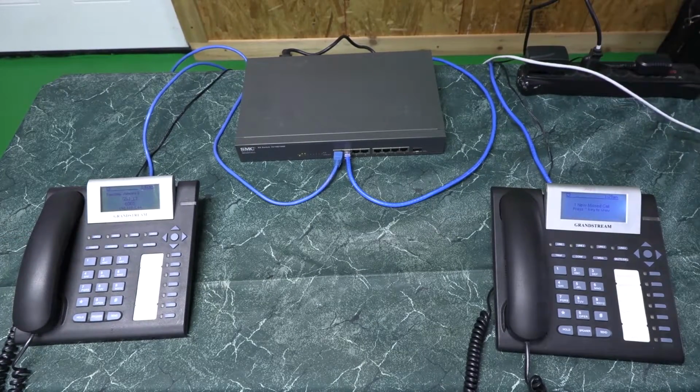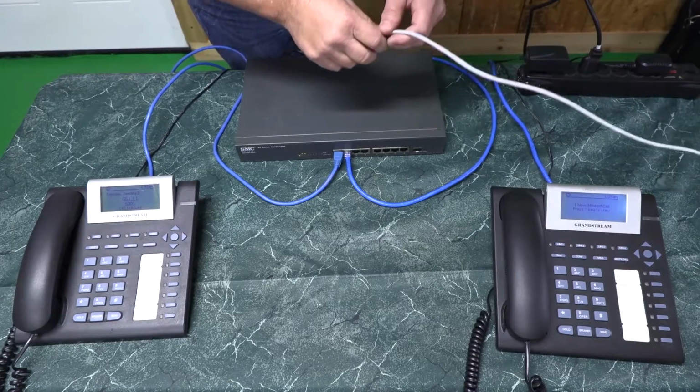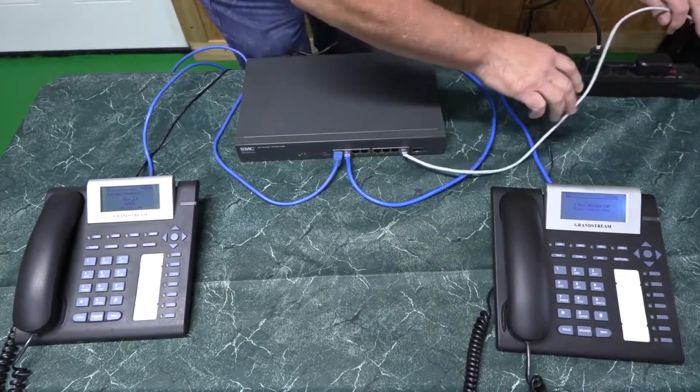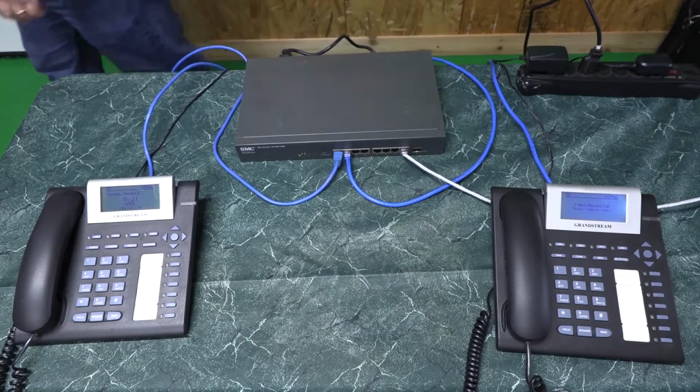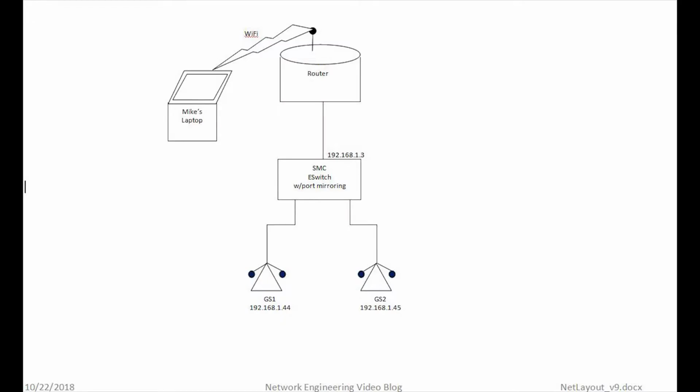I'm installing an Ethernet cable to our wireless router that my laptop uses, so we can access the GUI on the SMC switch and the GUIs on our SIP phones. Our updated drawing now shows the new connection from our Ethernet switch to our router and the Wi-Fi connection to my laptop. I also added the IP address of the Ethernet switch to the drawing.